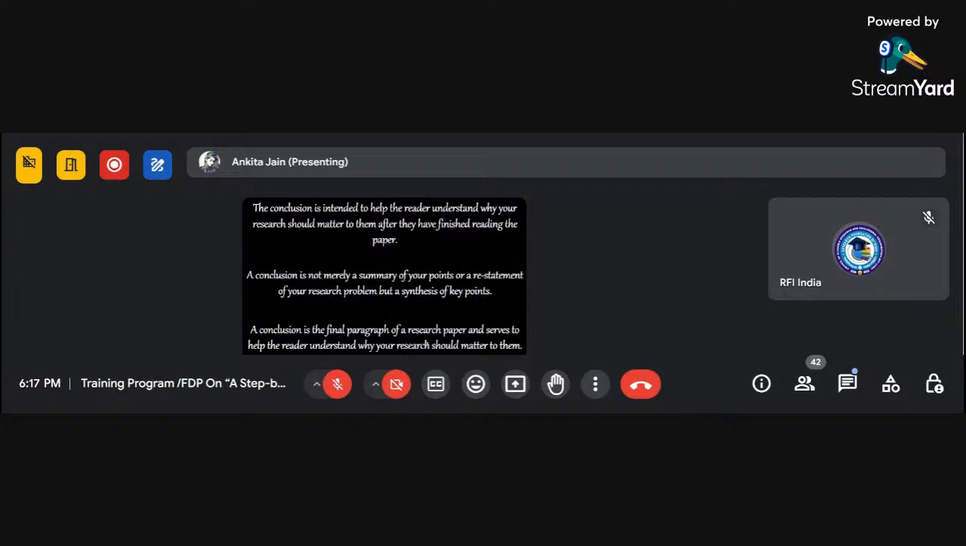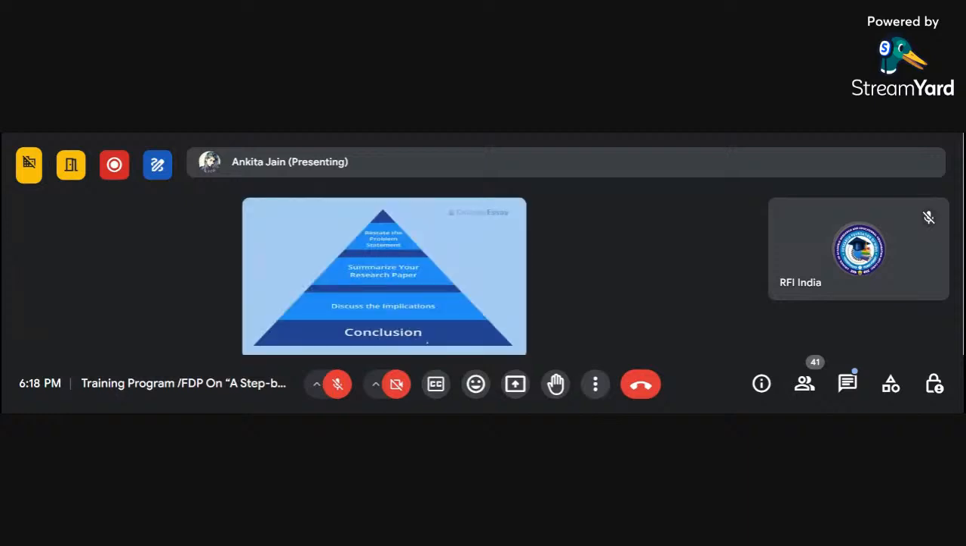A conclusion is not merely a summary of your points or a restatement of your research problem, but it is a synthesis of key points. A conclusion is the final paragraph of a research paper that serves to help the reader understand why your research should matter to them. If somebody is citing your research paper, they should know by reading this conclusion why it is connected to their study and why they should consider it or read it. The conclusion includes major three parts, but there are many others I'll be telling you.